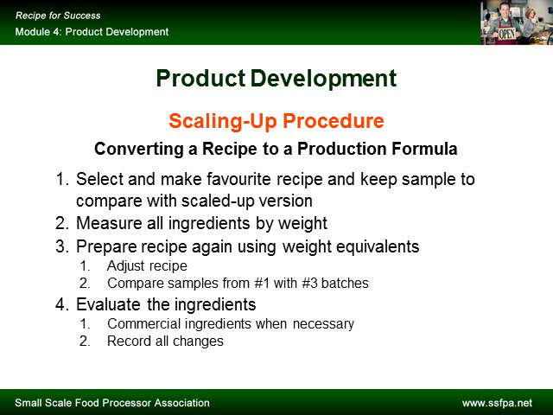Step number 3 is to prepare the recipe again using the weight equivalents. Adjust the recipe and keep preparing until you are satisfied that the finished product compares favorably with your original recipe. When modifying the recipe, only change one ingredient at a time and record the change. Once you are satisfied, consider this your ideal product. Have a sample of it available for comparative purposes when modifying into a commercial product.